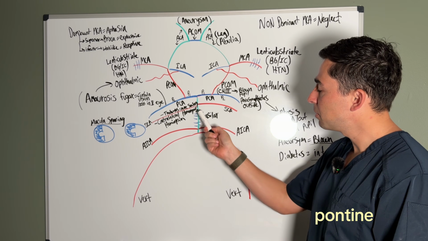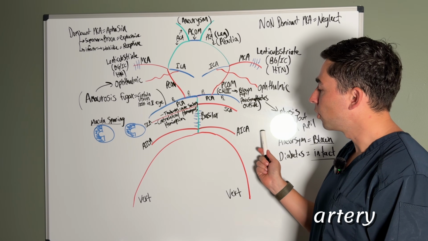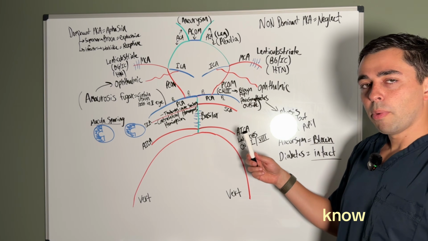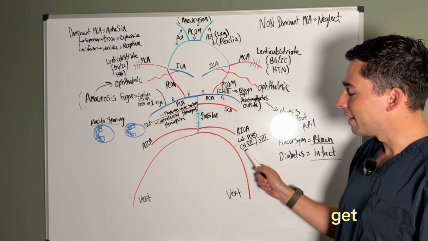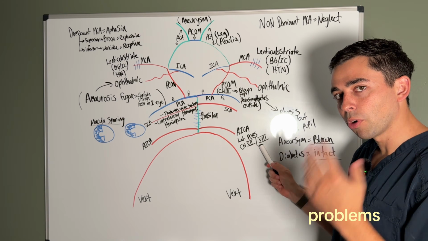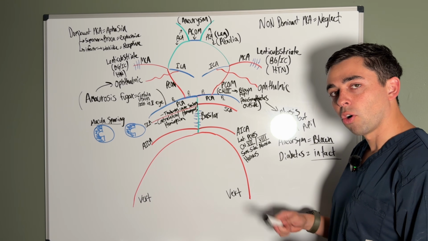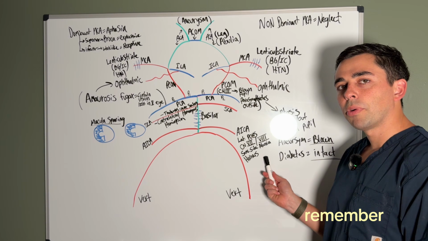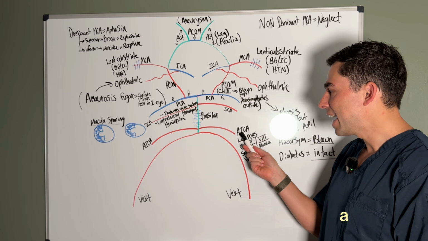We have our pontine perforators, and then we have our anterior inferior cerebellar artery, AICA. The key thing to know about your anterior inferior cerebellar artery is it supplies the lateral pons, so you can get a facial palsy as well as ear problems, hearing, as well as it causes same-side ataxia and a Horner syndrome. But the key thing to remember here is if there is hearing loss and facial weakness, think AICA.